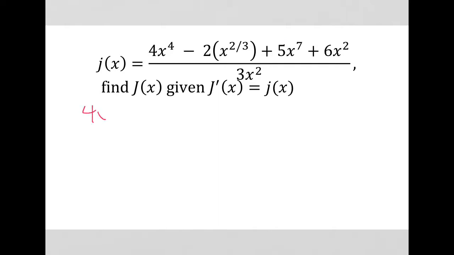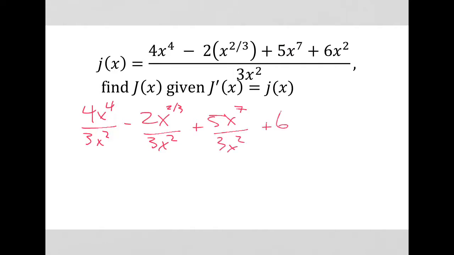So I'm going to say 4x to the 4th over 3x squared, minus 2x to the 2/3 over 3x squared, plus 5x to the 7th over 3x squared, plus 6x squared over 3x squared. All I did was write the denominator under each term individually, because now I can simplify. 4/3 x to the 4th over x squared becomes x squared, because you subtract the power of the denominator from the power of the numerator, minus 2/3 will stay there.